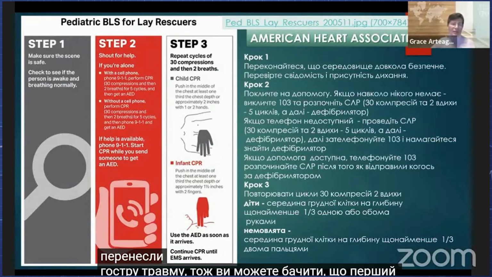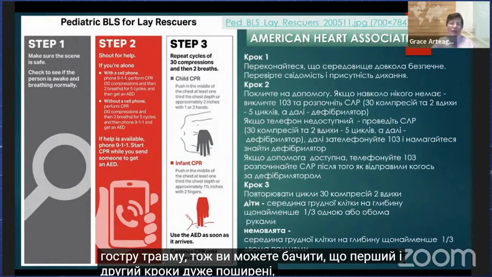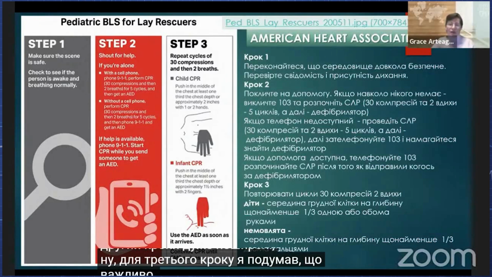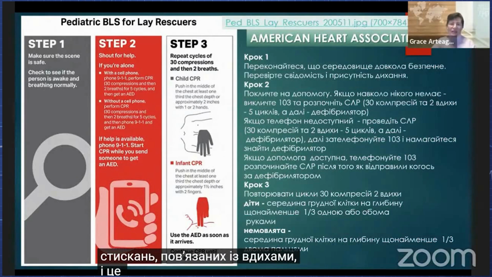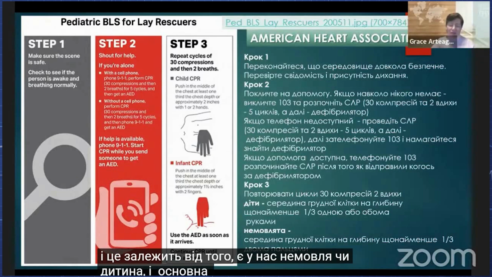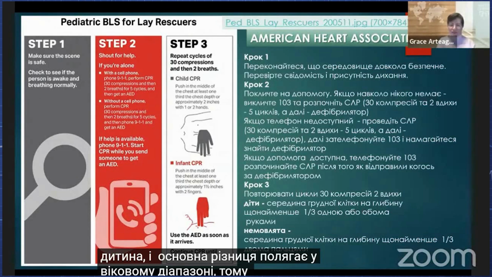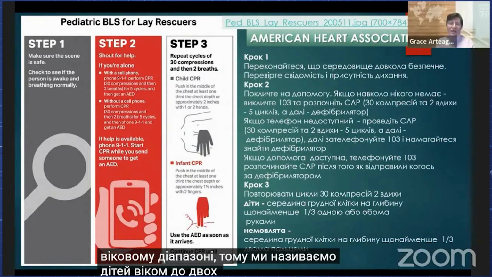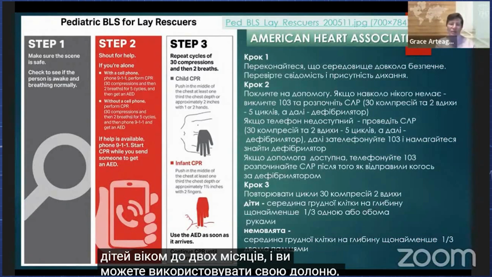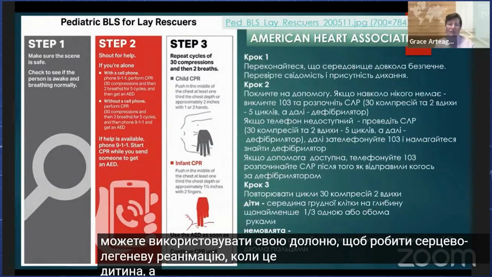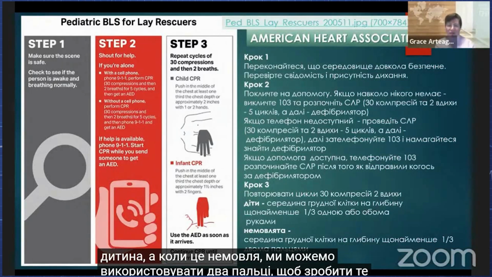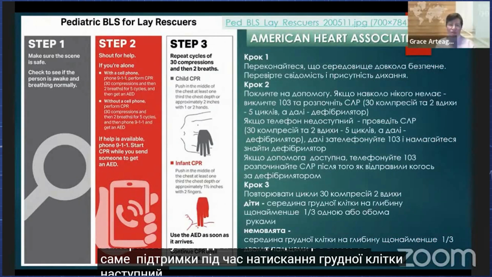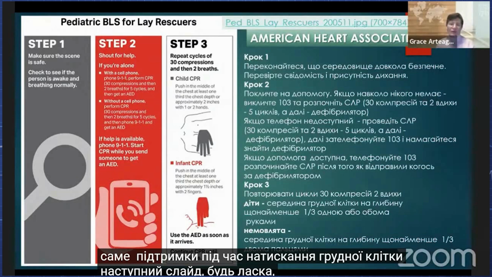So you can see step 1 and step 2 are very common. For step 3, I thought it was important to highlight the frequency of the compressions related to the breaths. And that depends on whether we have an infant or a child. The main difference is the age range. We call infants kids less than 2 months of age. And you can use your palm to do CPR when it's a child. And when it's an infant, we can actually use 2 fingers to provide the same kind of support during chest compressions. And next slide, please.